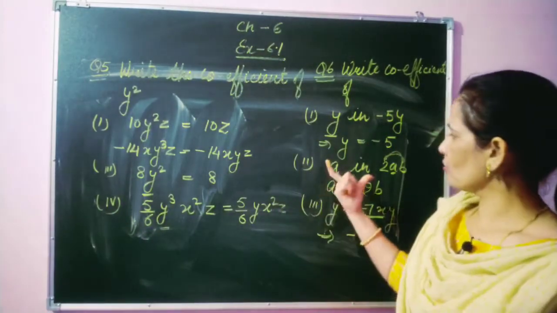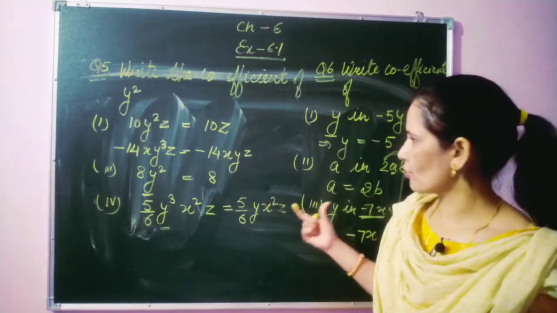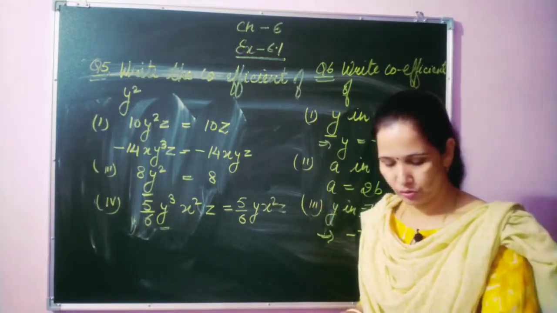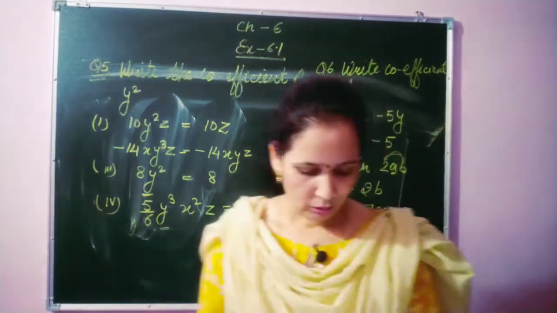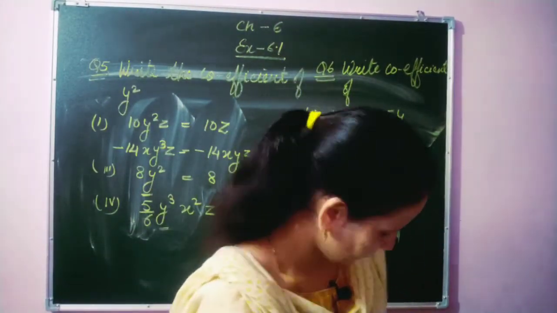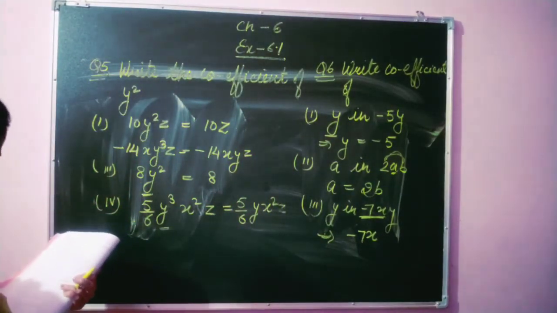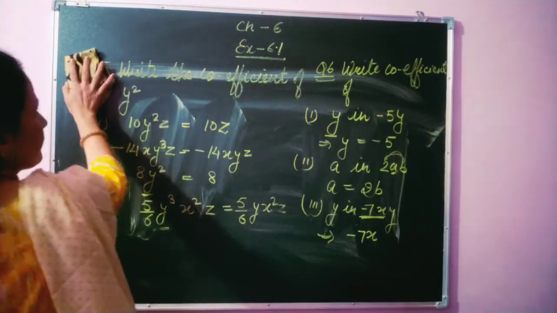So by using the same method, we will find the coefficient of each part of these questions, and like this only we have to solve. Okay. Now after that we are going to discuss question number 6. So we have discussed 6 now. Now question number 7.